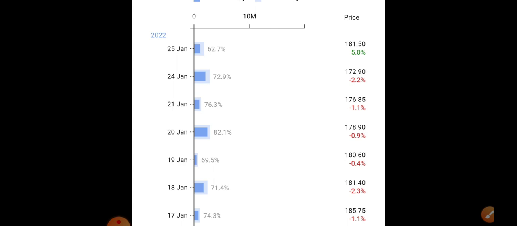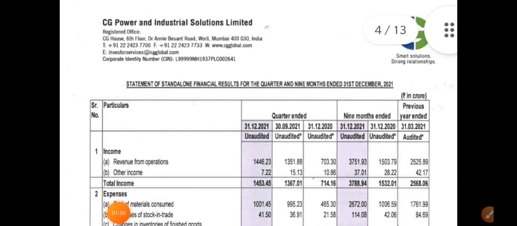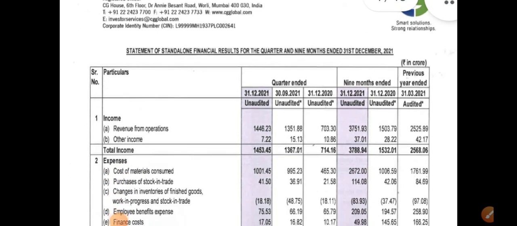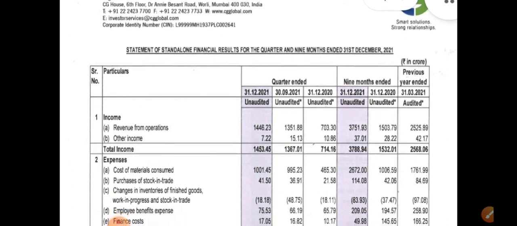So quickly, let's go to the quarter result section. We'll see what the revenues, profits and all are. Okay, so now we are back on the quarterly results section. First we'll see the standalone result of the company, how it has performed.